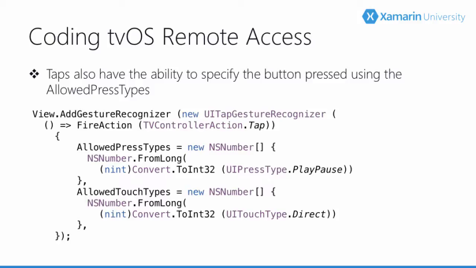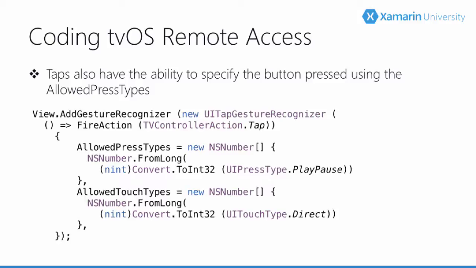Now, in addition to the normal gesture recognizers, there's also additional buttons on the tvOS remote control that you need to account for. For example, if you wanted to detect a tap on one of the other buttons, such as the play button, you'd need to set the allowed press types to an appropriate enumeration, such as UIPressType.PlayPause or UIPressType.Menu. You can see an example of this on the slide where we're looking for the tap only on the play pause button.